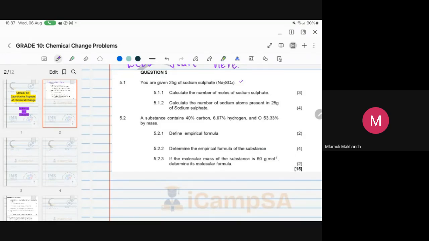You are given about 25 grams of sodium sulfate, and then what you are required to do is calculate, right? So you have to find the number of moles of sodium sulfate. I believe you would do that in a typical classwork problem, but for this one, it was in the exam as well, so that was a simple 3 marks. And then after, we have to find the number of sodium atoms which are present in 25 grams of sodium sulfate. Right, so let us do that.